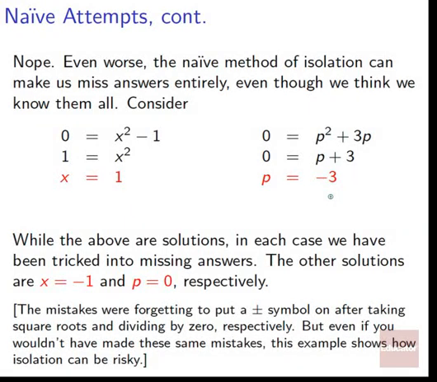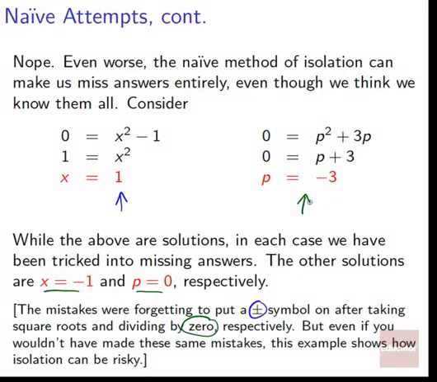We've been tricked into missing answers by trying to follow this naive method. The other solutions for this would be x equals negative 1 and p equals 0, respectively. The mistake we made on the first one was forgetting a plus minus symbol when we took the square root. For the other one, we divided by 0, because when we divided, we inherently forgot about the possibility that p could be 0, and we couldn't divide by 0. So those were the two mistakes.